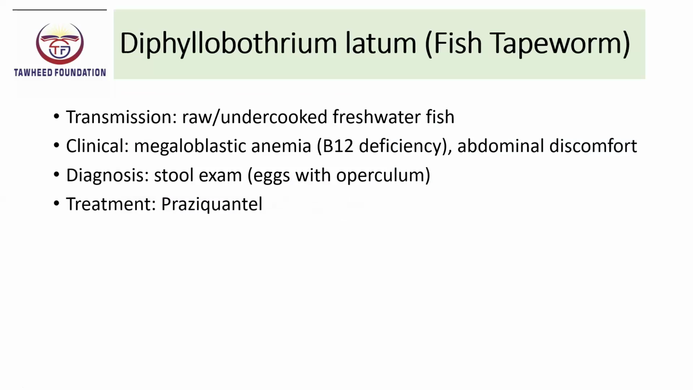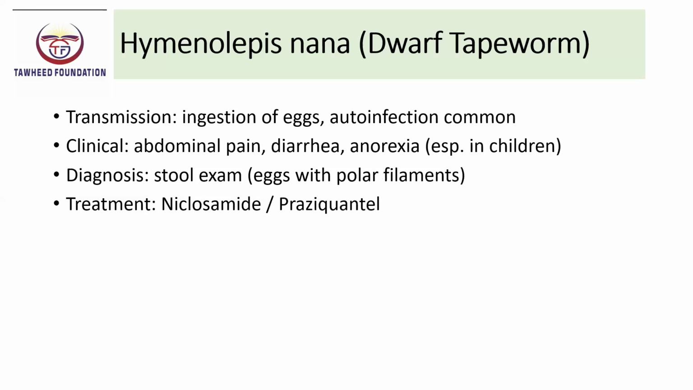Next is the fish tapeworm, that is Diphyllobothrium latum. Transmission is through raw or undercooked freshwater fish. Clinical features are megaloblastic anemia, B12 deficiency, and abdominal discomfort. Diagnosis is through stool examination. Eggs will be visible with operculum. Treatment is praziquantel. Next is Hymenolepis nana, the dwarf tapeworm.